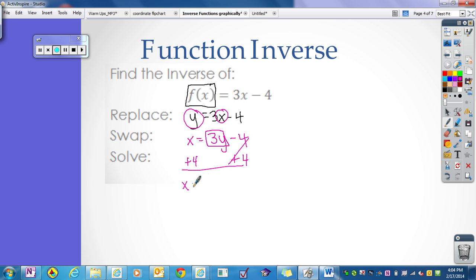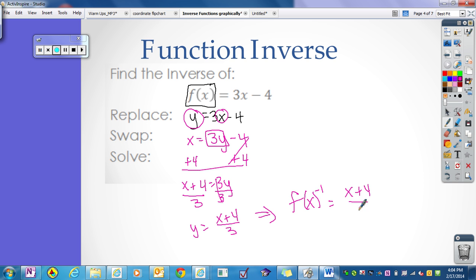So we get x plus 4 equals 3y. Alright, but now I still have to get y by itself. So that means I'm going to divide both sides by 3. So we get y equals (x plus 4) over 3. So that's going to result in our final notation of the inverse of f of x. So f of x to the negative 1 equals (x plus 4) over 3. And then that would be my final answer.